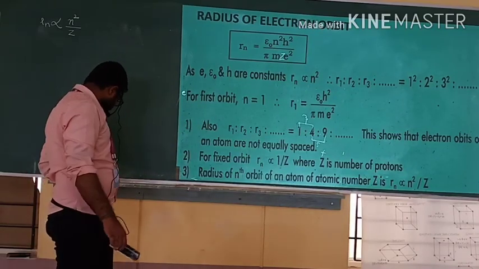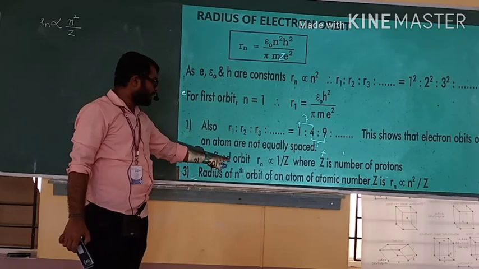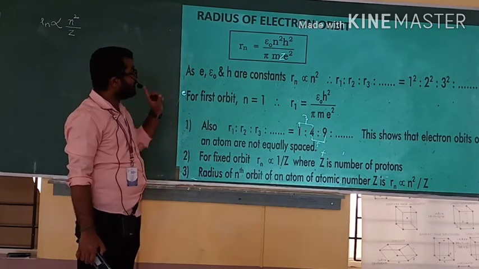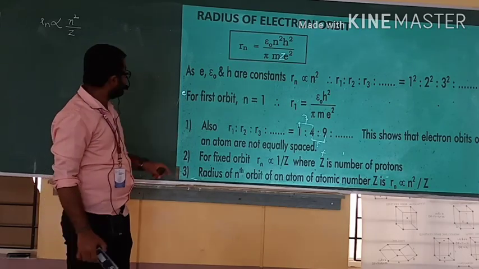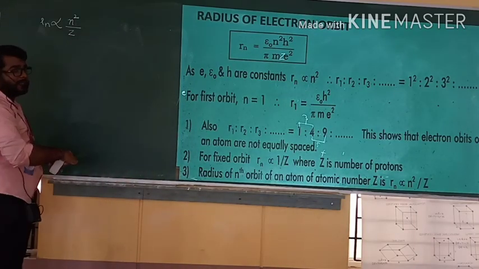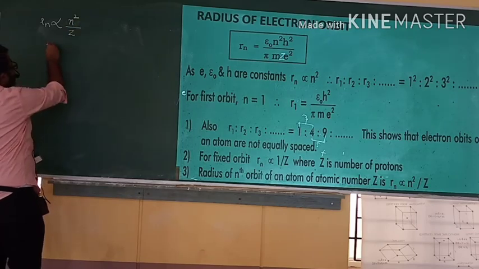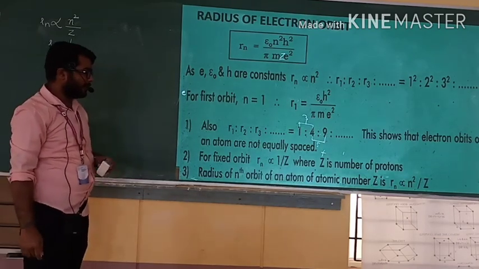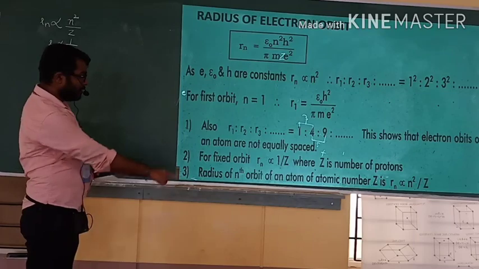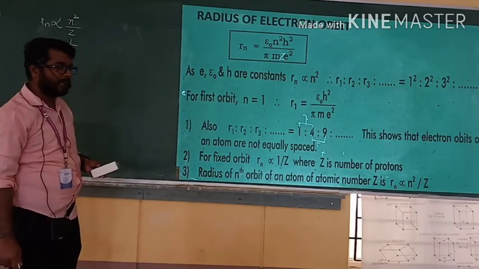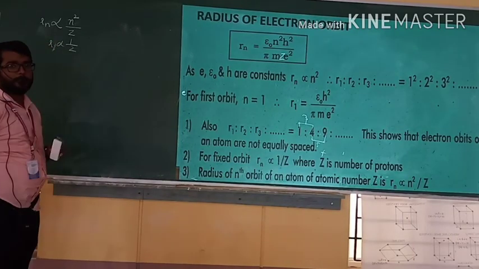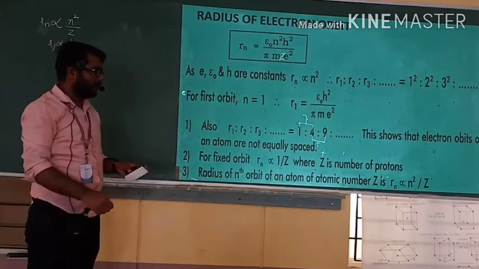Next, for a fixed orbit. The orbit is fixed, that means n is fixed. If n is fixed in the equation, it is constant, then it is nothing but r is proportional to 1 divided by Z. So it is inversely proportional to the atomic number. Here also, the radius of the nth orbit of any atom other than hydrogen, you are getting Rn proportional to n square divided by Z.